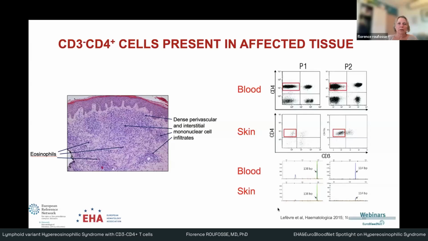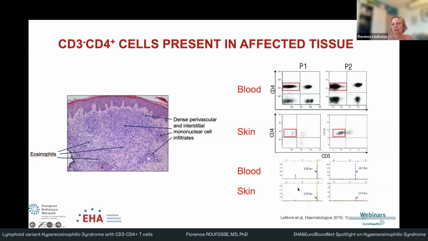The abnormal clonal CD3 negative, CD4 positive T cells have clearly been shown to be present in affected tissues together with eosinophils. So what you see here is a cutaneous biopsy, lots of eosinophils, but also clearly lots of lymphocytes. And the French team digested skin biopsies from these patients and lymph nodes to clearly show the presence of these CD3 negative, CD4 positive T cells from 2 patients that can be seen here. Patient 1, patient 2, you can see the same population of CD3 negative, CD4 positive T cells in the skin.